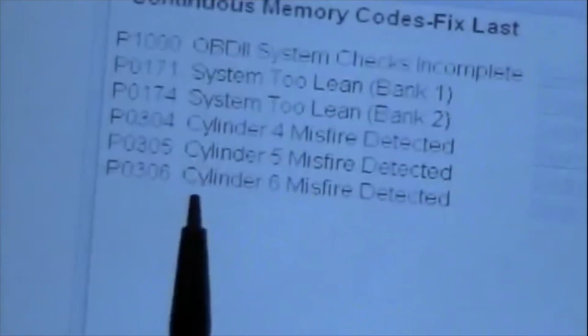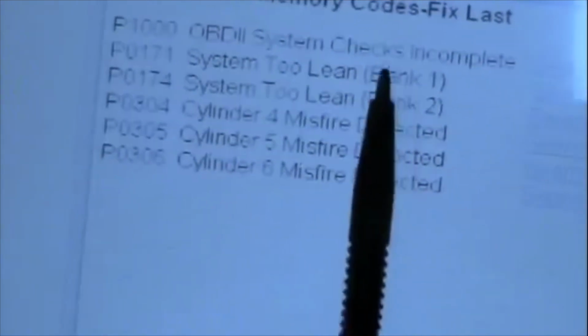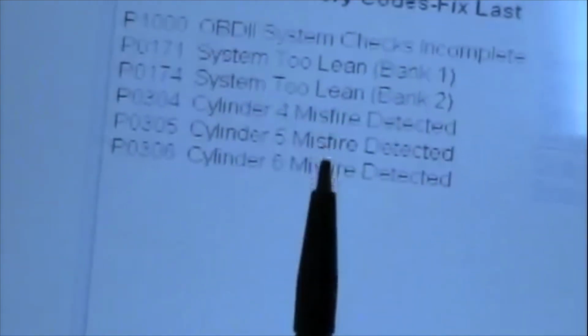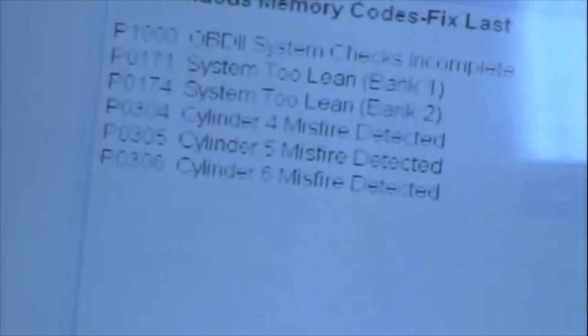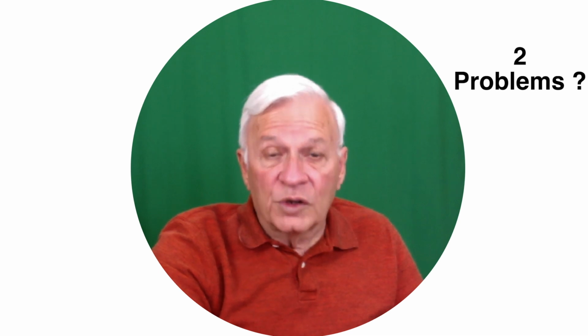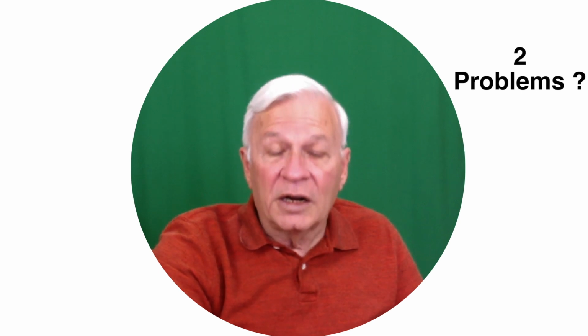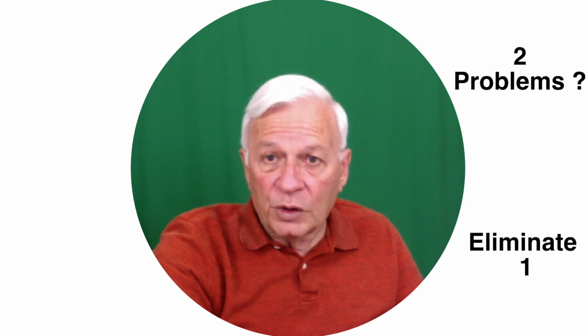A common problem when you have banks 1 and 2 both lean is that something is affecting both sides of that engine. Yet we got a misfire on one side. And what this tells me is I've got 2 problems here. Very possible. So again, critical thinking tells me that I need to see if that's true. So let's try and eliminate one of those problems.